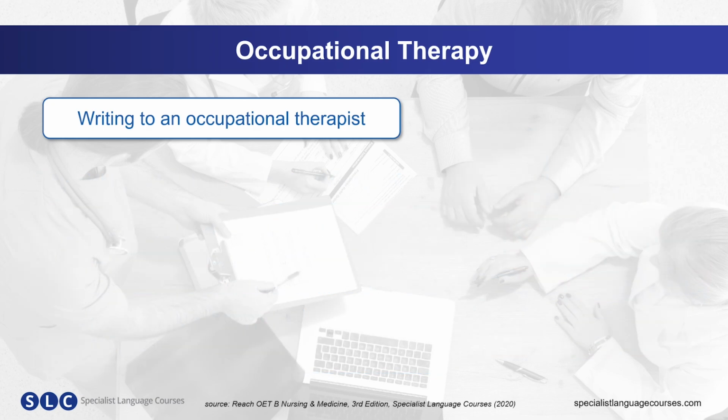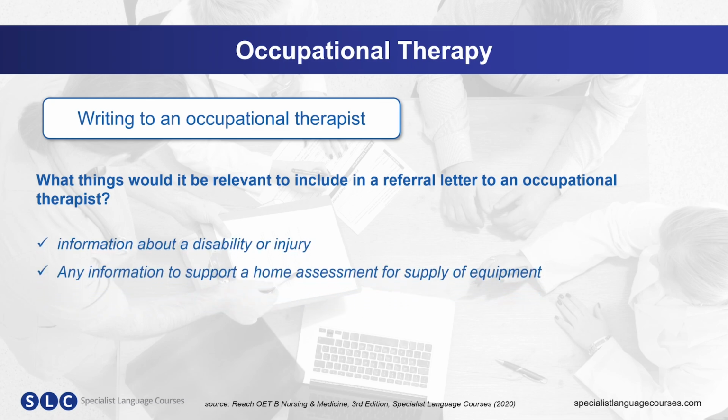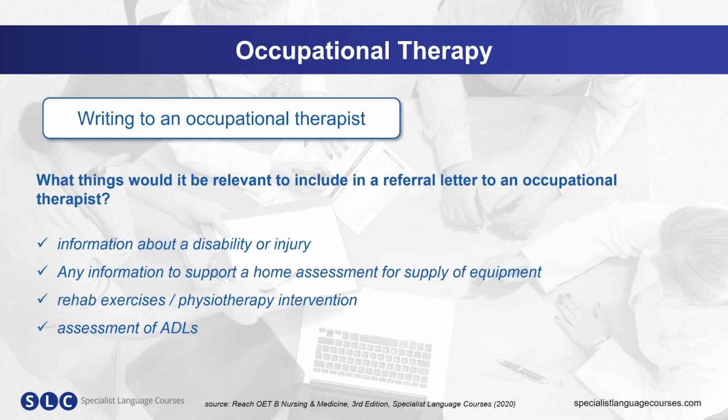We can then think about what relevant information for an occupational therapist would be. For example, information about a disability or injury, any information to support a home assessment for supply of equipment, rehabilitation exercises or physiotherapy intervention, assessment of ADLs, and workplace and job duties for a workplace assessment. In preparation for your exam, it's a good idea to write example sentences or requests that you could be expected to write if you have a letter to an occupational therapist.